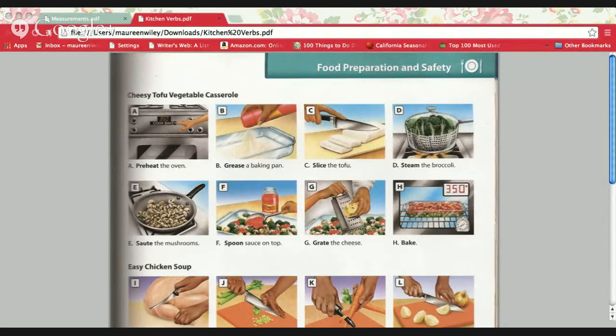So in this example, they are greasing a baking pan with oil, probably vegetable oil, so that the casserole won't stick to the pan and it won't be a mess to clean up. So can I get someone, maybe Ahmad, you could think of a sentence to use the verb to grease a pan or grease something? Okay.